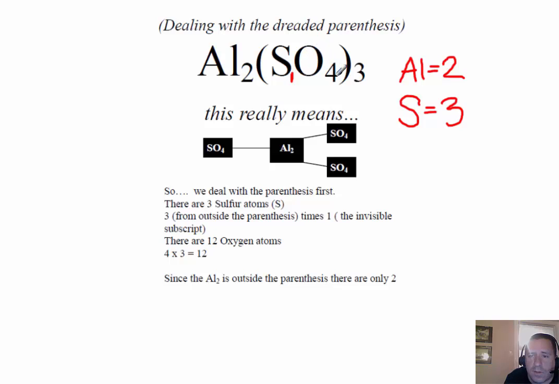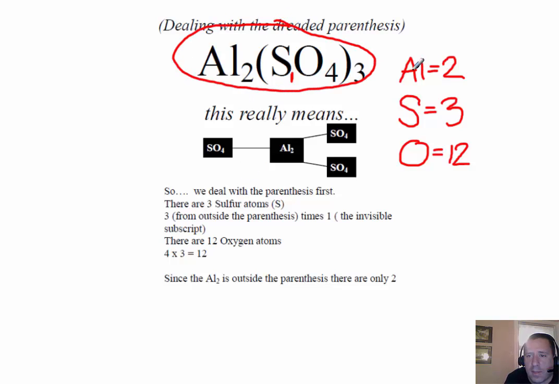O, is there a subscript? Yes, there's a 4. Is there parentheses? Yes, there's still a parentheses. This 3 is times the S, and this 3 is times the O. 3 times 4 is 12. So there are 12 oxygen atoms, 3 sulfur atoms, and 2 aluminum atoms. There's 1 molecule. All of this is 1 molecule, and there are 1, 2, 3 elements.